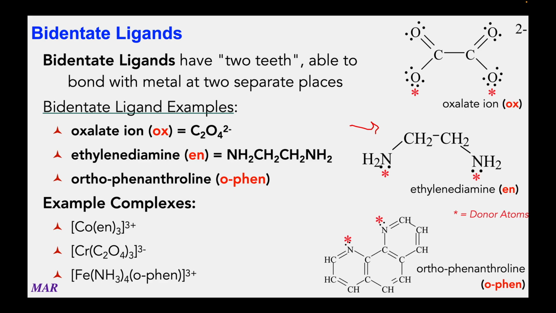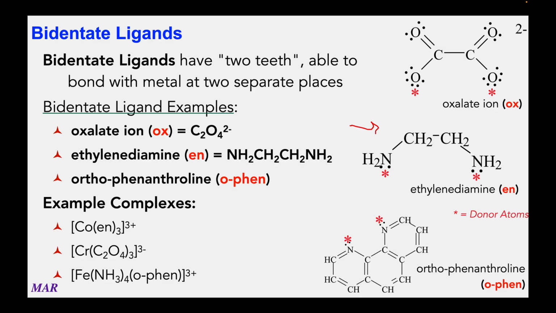So usually you won't see more than 3 of these bidentate ligands. So CoEn3 3+, that would be 3 ethylene diamines connected to the cobalt. And since each ethylene diamine has 2 teeth, that means that cobalt is in a 6 coordinate or octahedral coordinate. It's cobalt 3+, ethylene diamine is totally neutral, so kind of interesting.